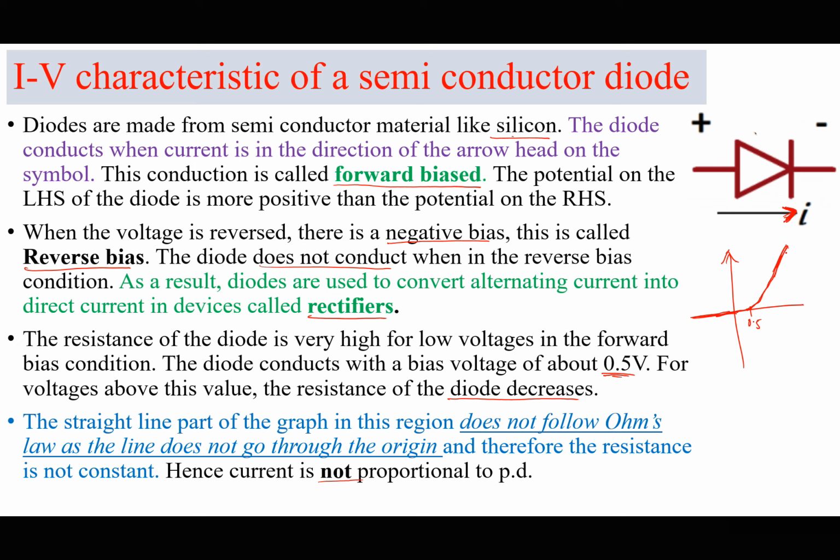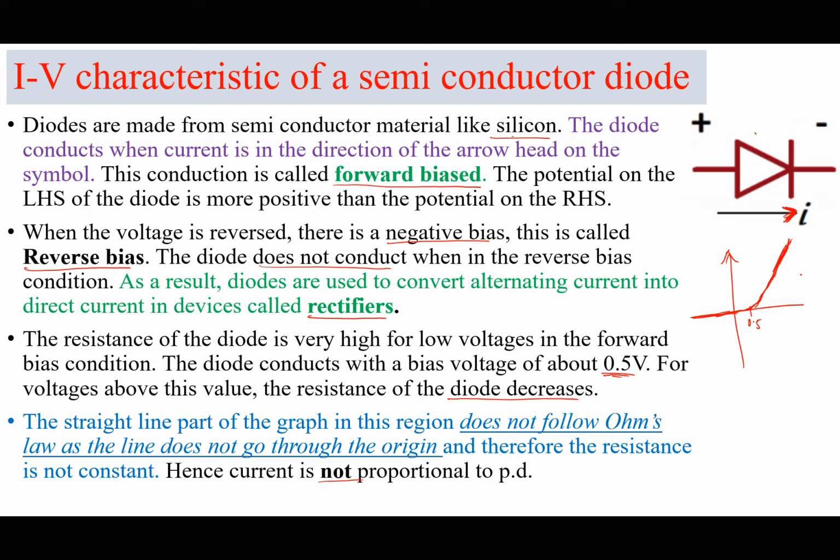Even though after that we may have a straight line for a diode, remember, this straight line does not go through the origin. Therefore, Ohm's law is not obeyed. For Ohm's law to be obeyed, the straight line must go through the origin. So that is a diode.